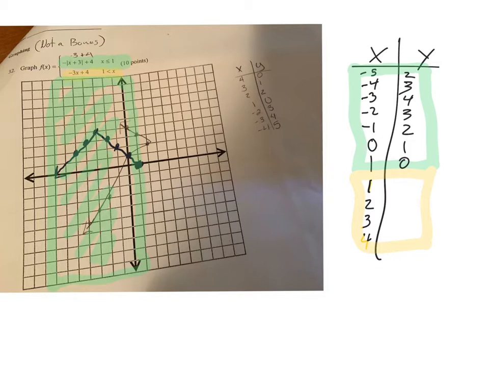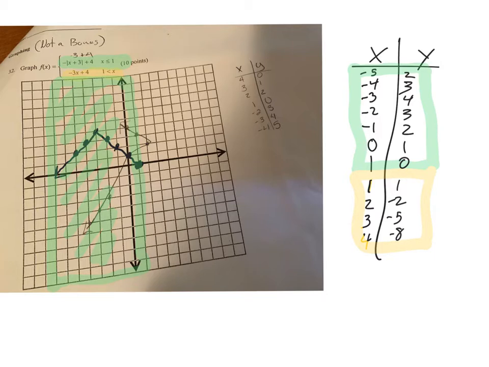Again, I'm just going to plug these in kind of in my head. So I'm going to do a 1, a 2, a 3, and a 4. 1 times -3 is -3. -3 plus 4 is 1. 2 times -3 is -6. -6 plus 4 is -2. 3 times -3 is -9. -9 plus 4 is -5. Okay, I don't think 4 is needed, but we'll do 4. 4 times -3 is -12. -12 plus 4 is -8. So I get -8.